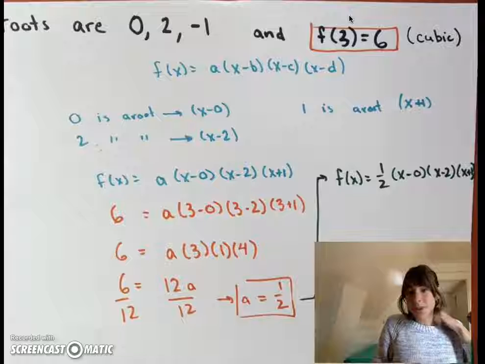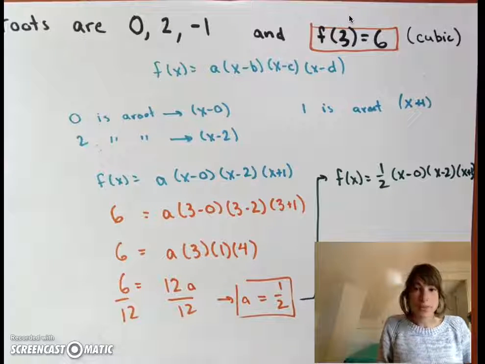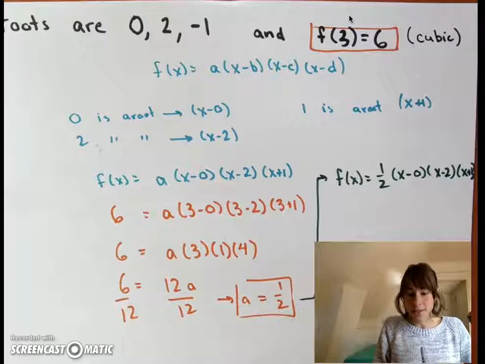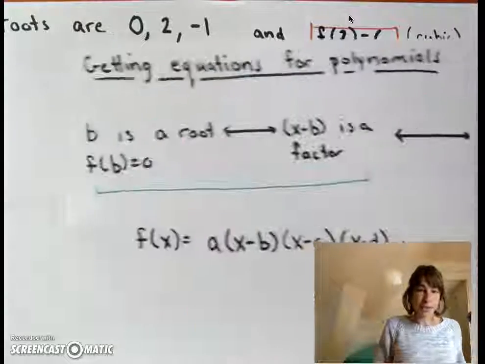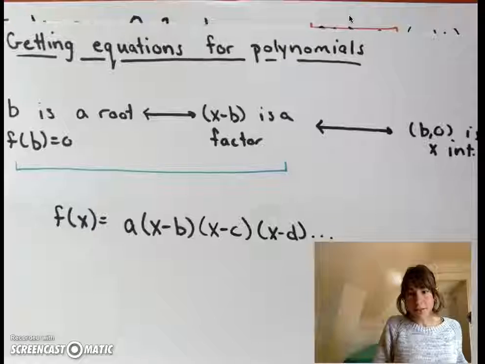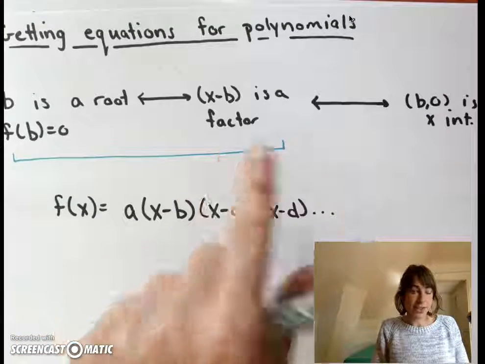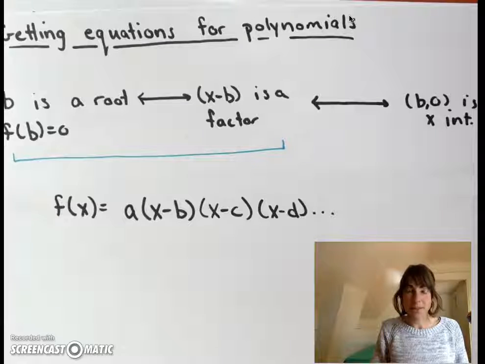So this is the strategy for building up equations for polynomials just by knowing either the roots or the x-intercepts. And it all comes down to essentially the factor theorem, that if b is a root, x minus b is a factor, and that's the same as (b, 0) being an x-intercept.